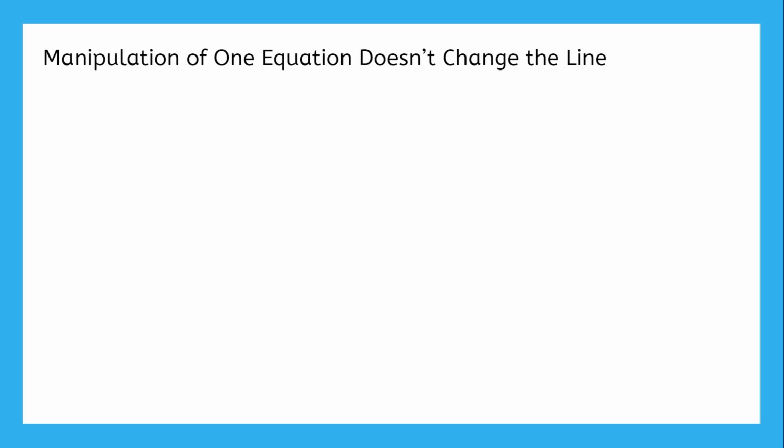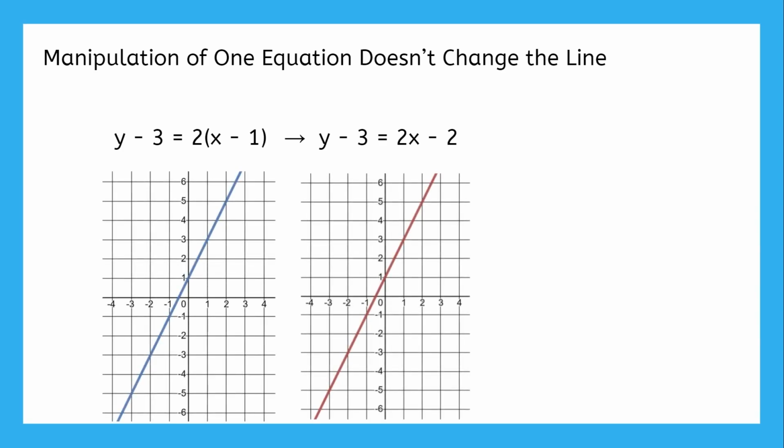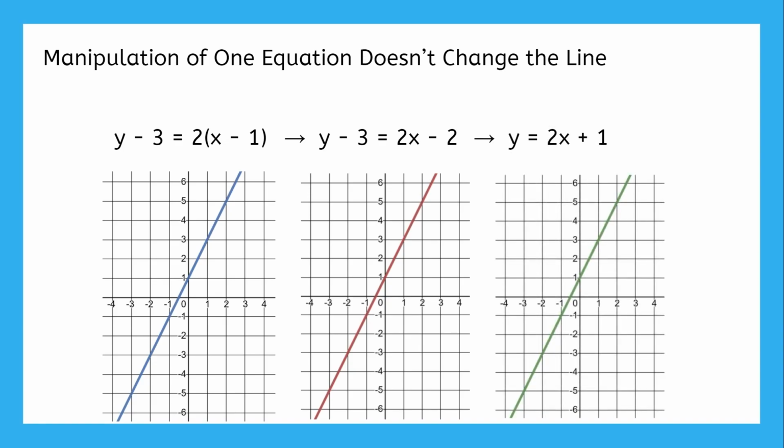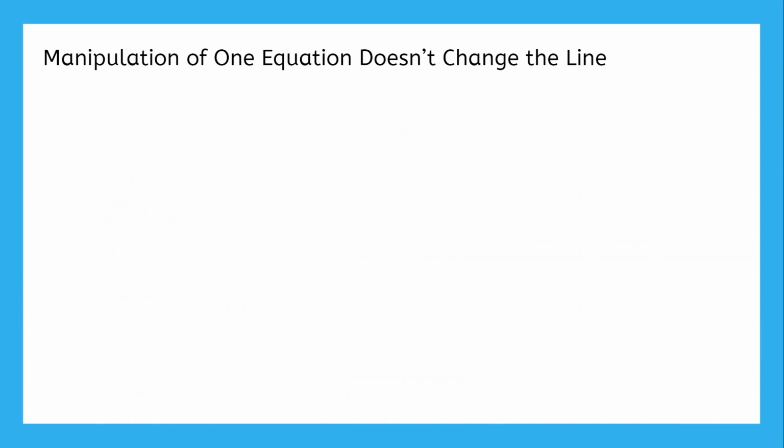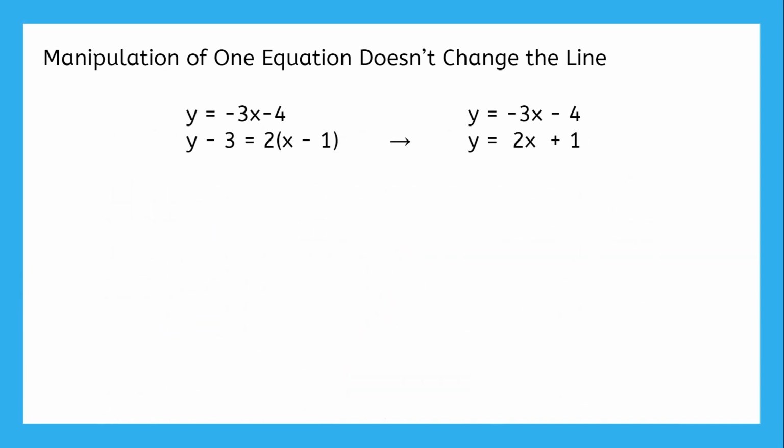First, let's take a look at something we already know. Manipulating a single equation on its own doesn't change the line that it creates. We learned this from back when we learned to change between linear forms, but it goes even further than that. If we take the equation y minus 3 equals 2x minus 1, we can distribute, but the graph remains exactly the same. Then we could add 3 to both sides, which would put it into slope-intercept form, but again, the graph doesn't change. This is why we're allowed to simplify and move pieces around when we're preparing for elimination.